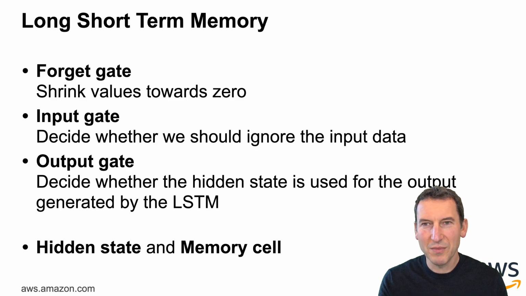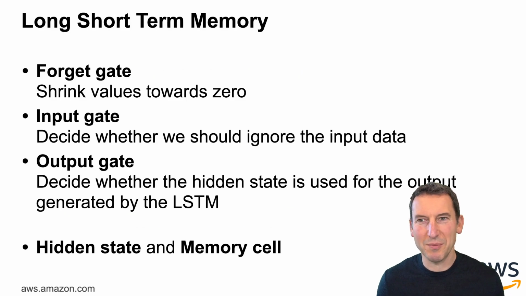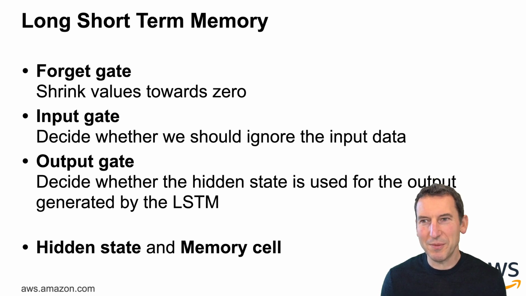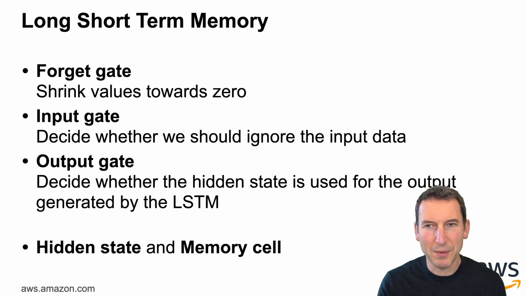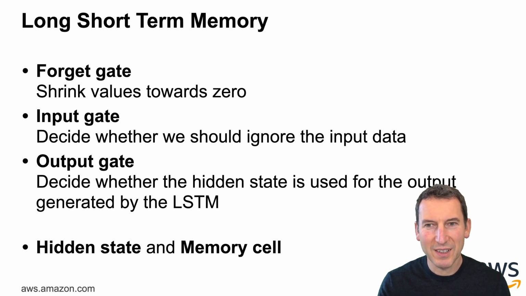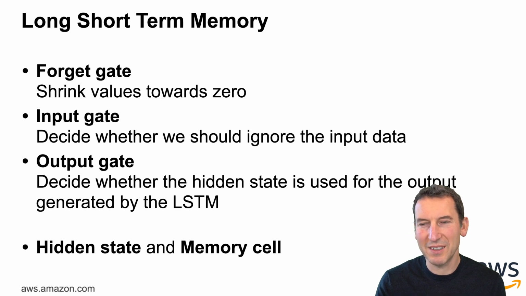Okay, so in short, I have a forget gate, which allows me to shrink the values towards 0. I have an input gate, which decides whether we should ignore the input data, and an output gate, which decides whether I'm actually allowed to read out from it. And that's what gives me the full LSTM model. Okay, so let's actually build this up separately. The other peculiarity is that there are actually 2 different types of hidden states. There's the outright hidden state, and then there's the memory state of the LSTM.